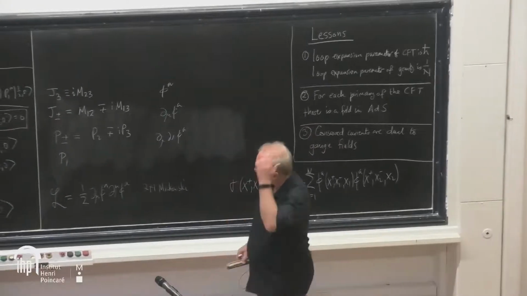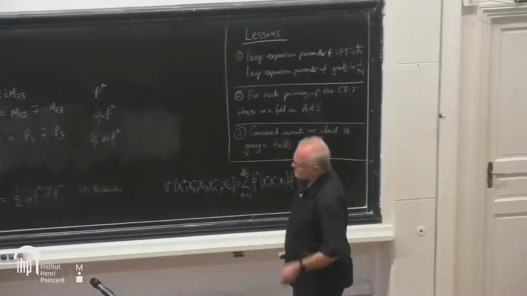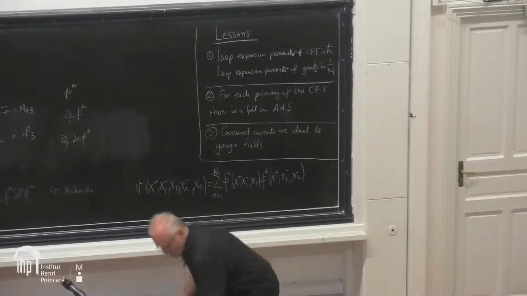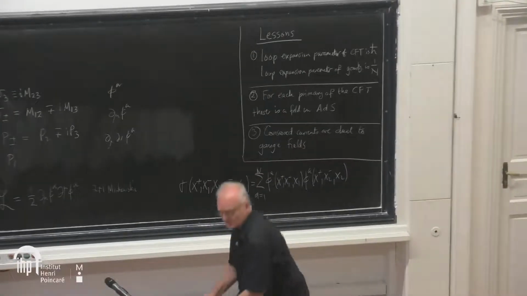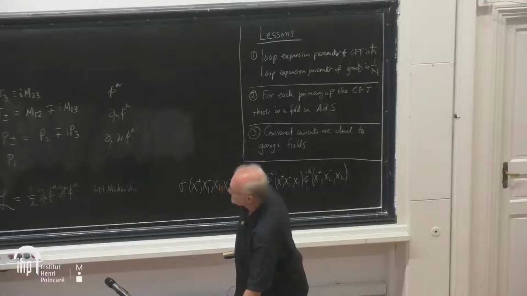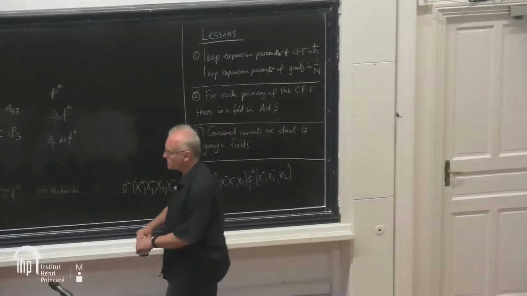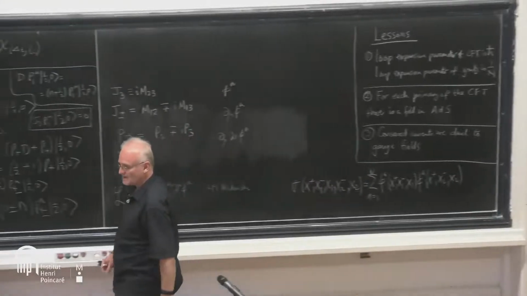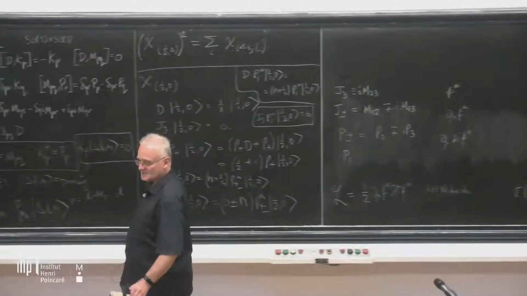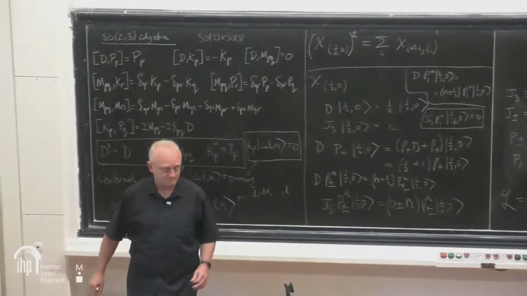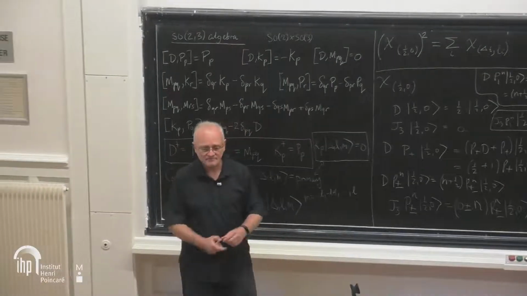Okay. So now we've got a pretty good idea about how D and J3 act. Say that P plus acting on 1/2 comma 0, that's essentially 1/2 comma 1 or something. It's 3/2 comma 1. 3/2 comma 1. Yes, exactly.